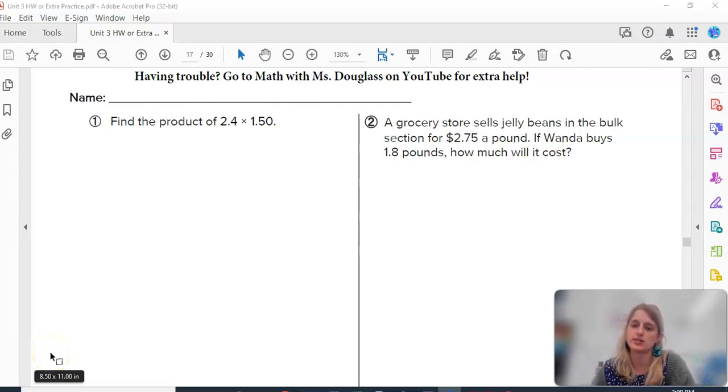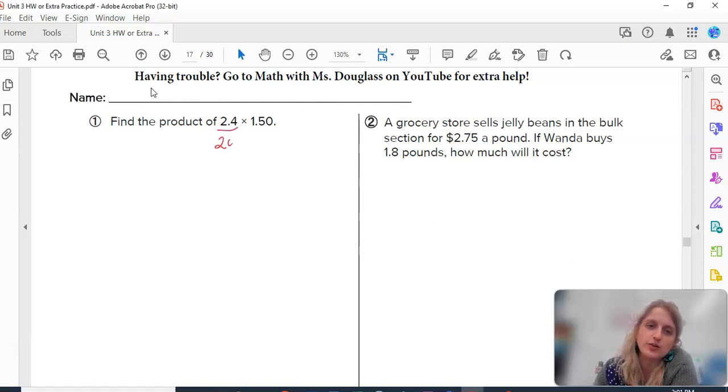Okay, so we're starting with some multiplication of decimals. Remember that I told you we are going to straight up ignore these decimals. We're going to call that 24. And you have two choices. We can call this 15 because we don't need our trailing zeros, or we can call this 150.